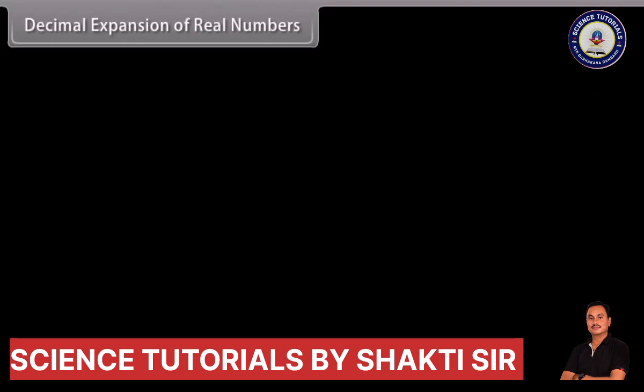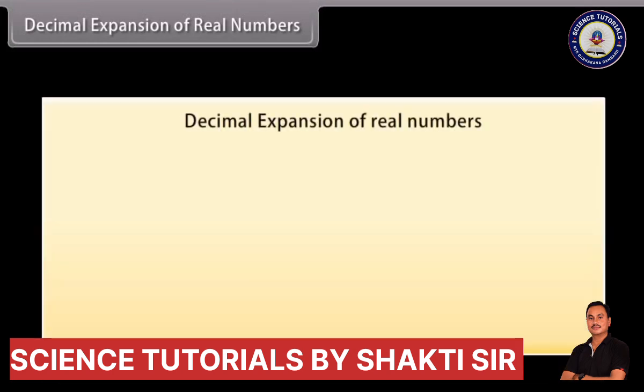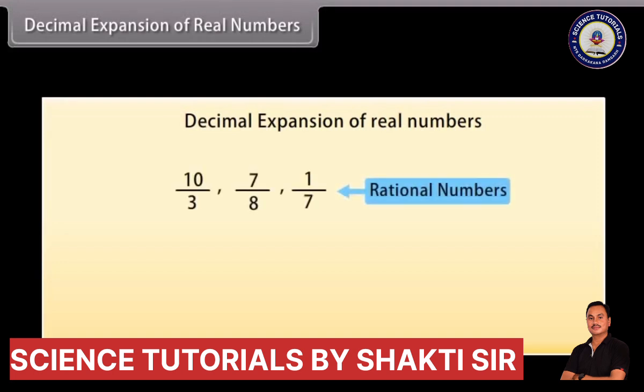Decimal expansion of real numbers. We have learnt about the real numbers. Now we will look at the decimal expansion of real numbers. By this expansion, we can distinguish between rationals and irrationals.